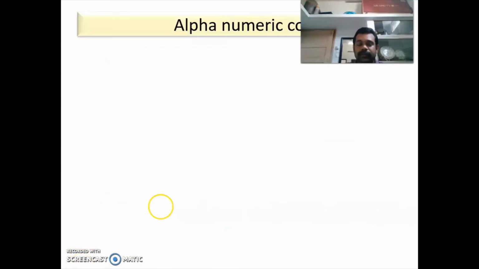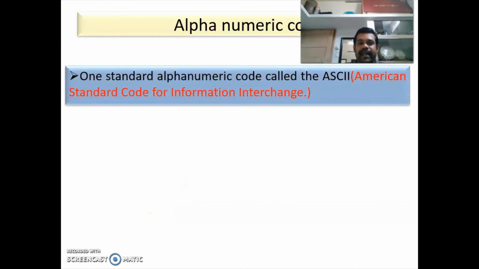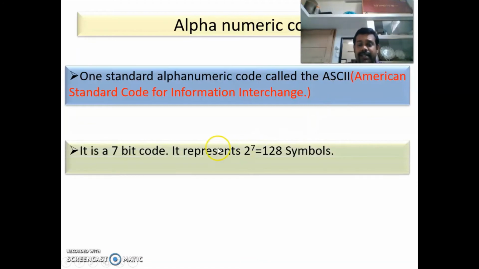So we have converted. Next we are going to see alphanumeric codes. An alphanumeric code means it will have alphabets as well as numbers. One standard alphanumeric code is ASCII code. ASCII means American Standard Code for Information Interchange. It is a 7-bit code.